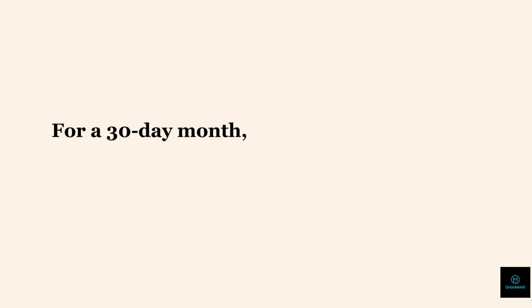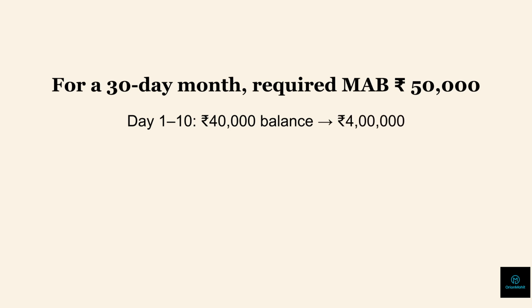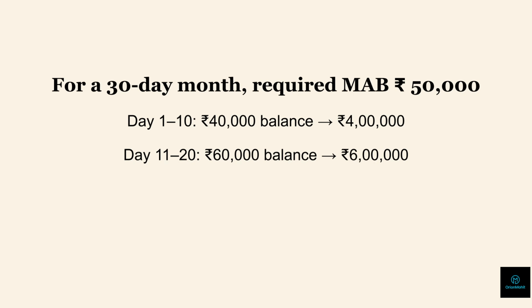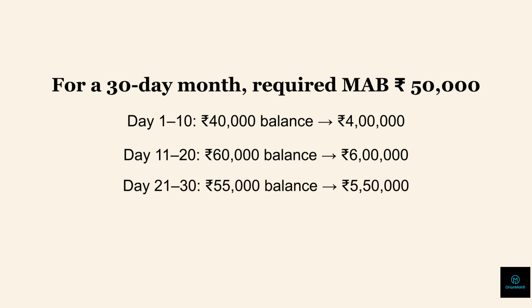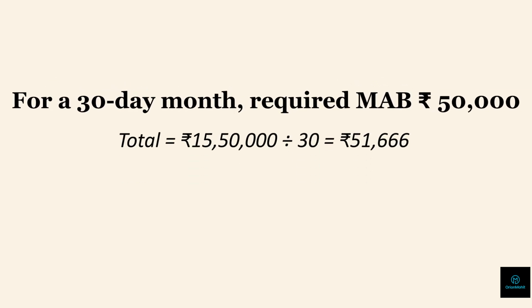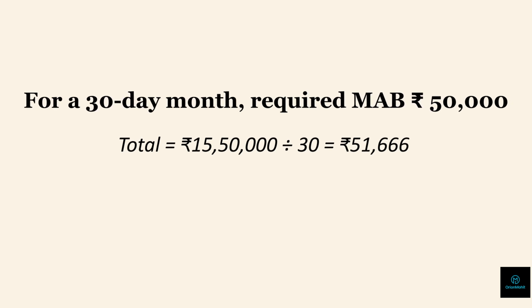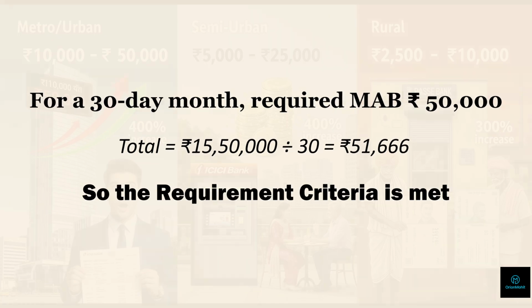Let's say for a 30-day month, the required MAB is 50,000. From day 1 to 10, a 40,000 balance each day equals 4 lakh rupees. From day 11 to 20, a 60,000 balance each day equals 6 lakh rupees. And from day 21 to 30, a 55,000 balance each day equals 5 lakh 50,000 rupees. So in total, it equals 15 lakh 50,000 rupees, divided by 30, which equals 51,666 rupees. So the requirement criterion is met.